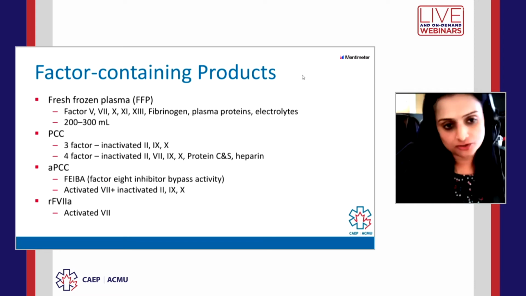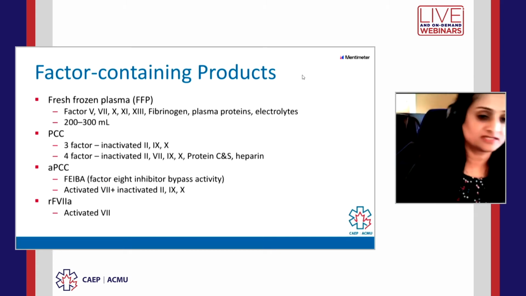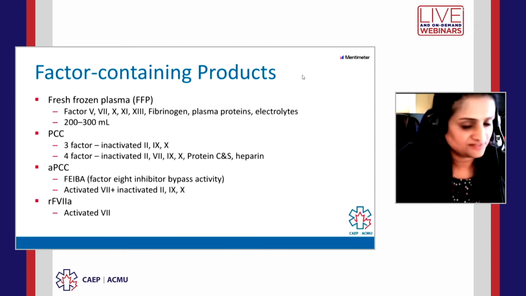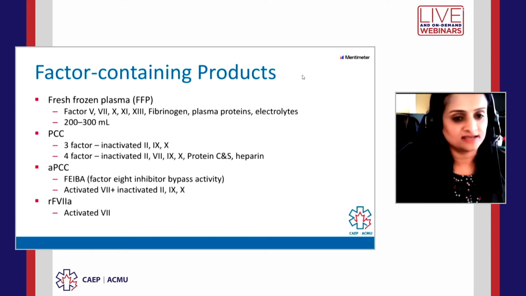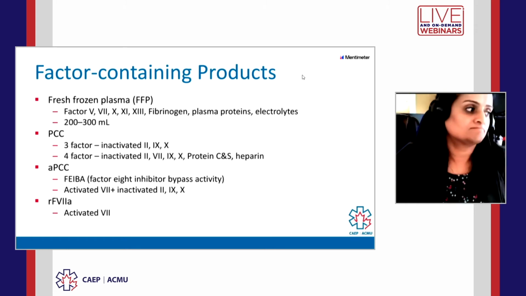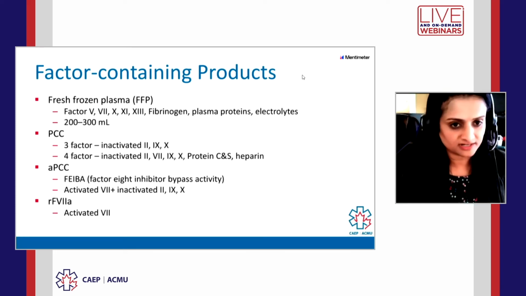Another factor product that we tend to use is the activated prothrombin complex concentrate, also known as FEIBA, which stands for factor 8 inhibitor bypass activity. Actually, both the PCC and the APCC used to be used a lot more in hemophiliacs, before they were used for warfarin reversal. The important aspect of FEIBA is that it has a specifically activated factor 7 with the inactivated rest of the factors. So many times we tend to use it, and we'll talk about its use a bit more when we discuss specific agent reversals, especially with the direct oral anticoagulant agents.